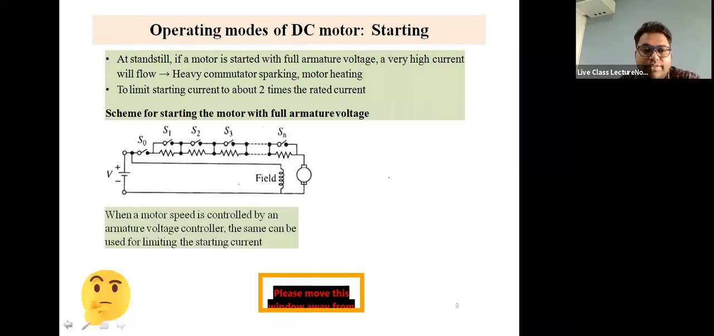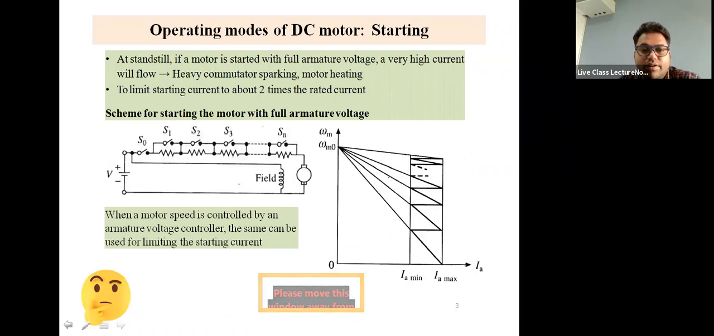Okay, so this is the thing which I was sharing first of all. So these would be the point starters, right? Slowly it would have cut out. So this would be the speed versus armature current relationship for this. On each switching, when S1, S2 gets closed, the graph would shift.